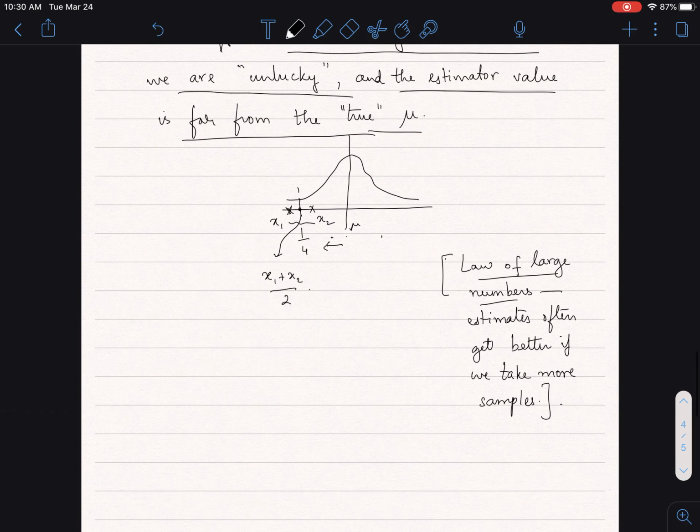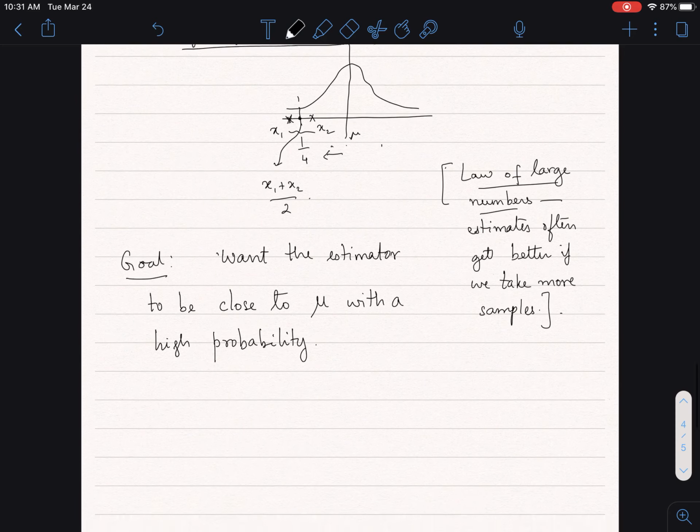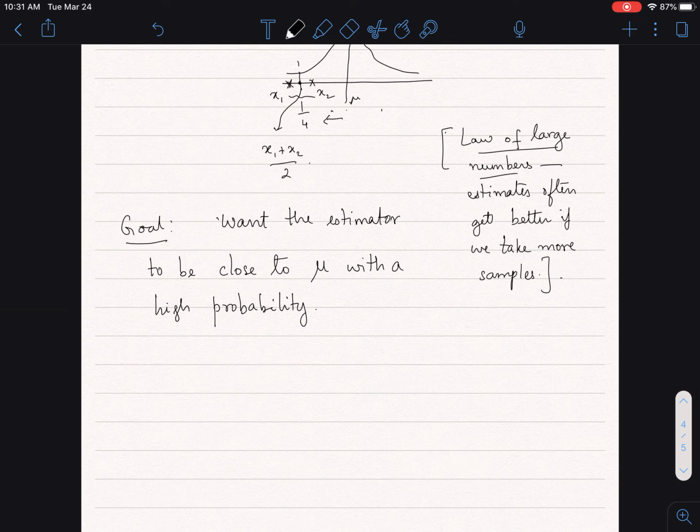Our goal then is we would like an estimator, we want the estimator to be as close as possible to the true value, right? So to be close to mu with a high probability. So this is one thing that we want.